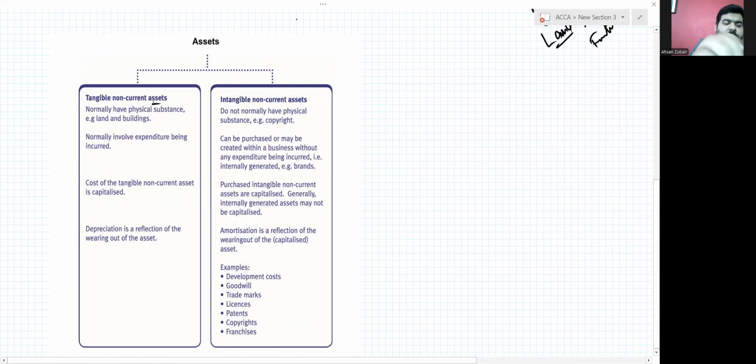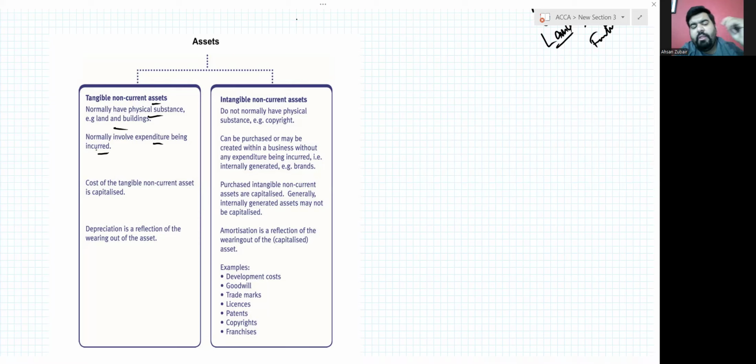First of all, tangible assets normally have physical substance, like land and building. They normally involve expenditure being incurred, which means that the expenditure incurred on the asset will be part of the asset.